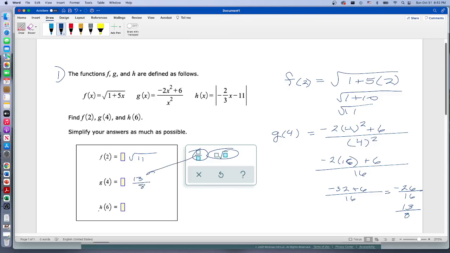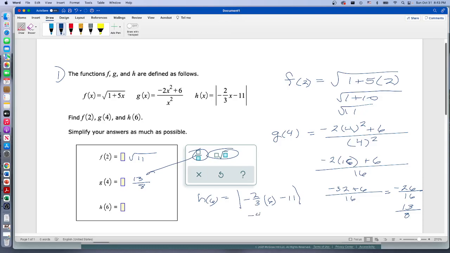Finally, h of 6, we'll plug in the 6 for the x, right? And so then we've got the absolute value of negative 2/3 times 6 minus 11. You could multiply first. That's 2 times 6 is 12, divided by 3 would be 4. Or you could cancel, 3 goes into 6, leaving a 2. 2 times 2 is 4.